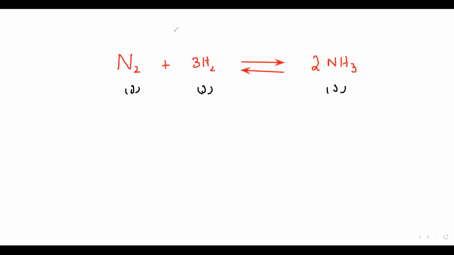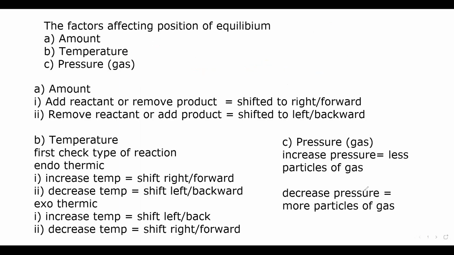Now, when we check the number of particles, how many particles are there on the reactant side? For nitrogen, there is one particle, and for hydrogen three, so total 1 plus 3, four. When we check the product side, there are only two particles. Now, as we discussed, when we increase the pressure, equilibrium will shift towards the side with fewer particles of the gas.